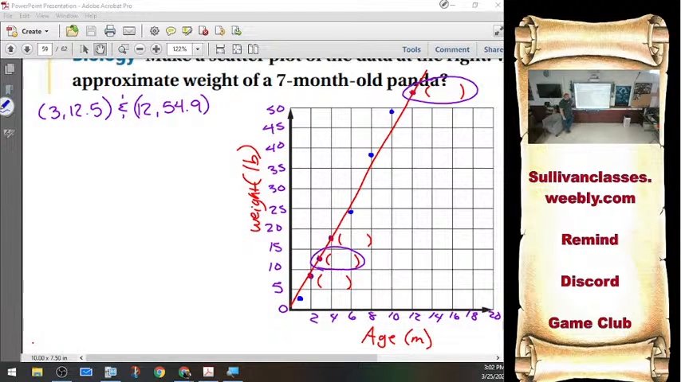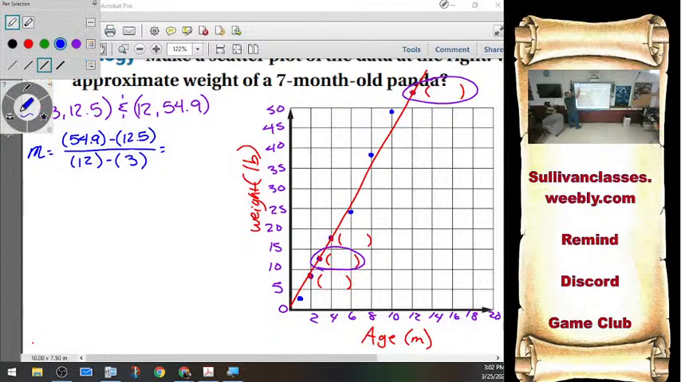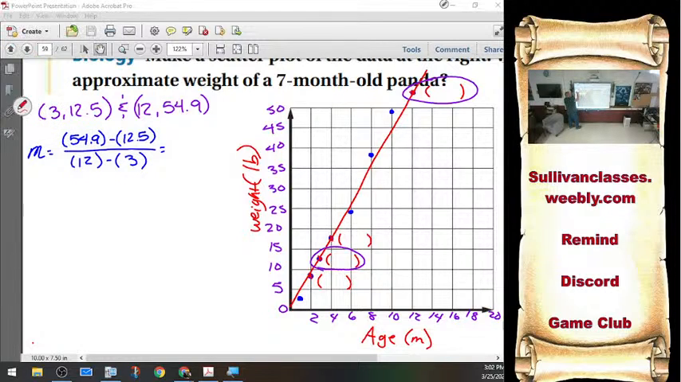Okay? How do I make an equation from 2 points? Been doing it for like a month now. Slope is y sub 2 minus y sub 1 over x sub 2 minus x sub 1. And it's okay if you have to go to decimal land on these. Some of them might. What is 54.9 minus 12.5?